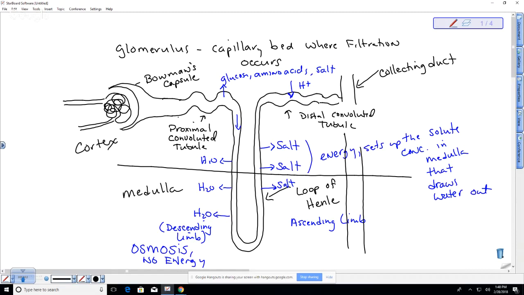Okay. So that collecting duct, we're going to talk about the significance of that collecting duct and how we can produce more concentrated urine through hormonal mechanisms, including the antidiuretic hormone, or ADH. Okay. So we're going to stop there for today, and we'll finish up on osmoregulation, and then we're going to start on the nervous system.